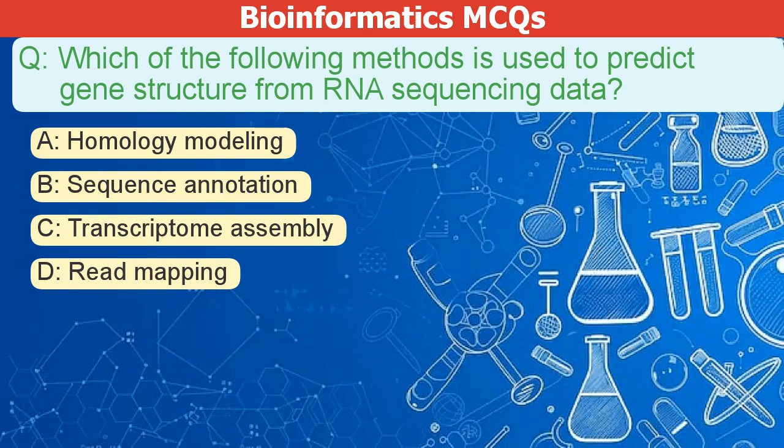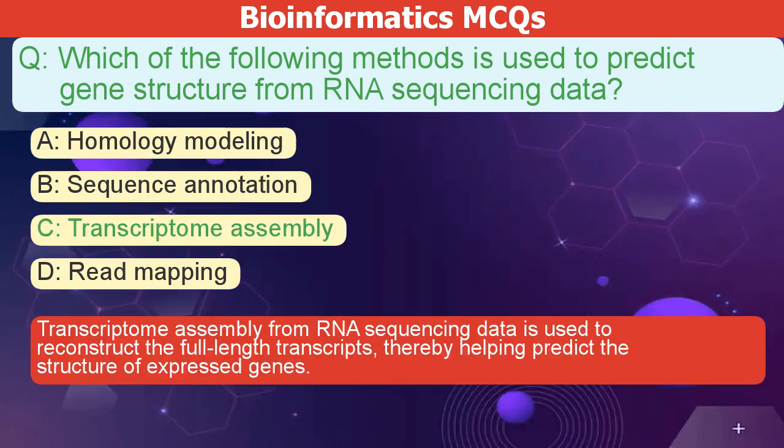The correct answer is C. Transcriptome assembly from RNA sequencing data is used to reconstruct the full-length transcripts, thereby helping predict the structure of expressed genes.